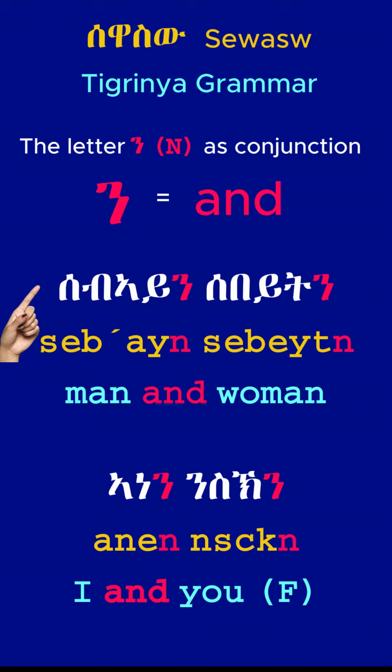Seb'ayin, sebeitin. Man and woman. Anen, nisukhin. I and you.